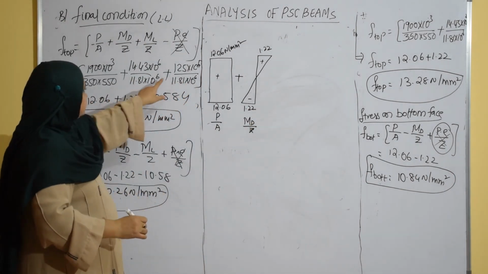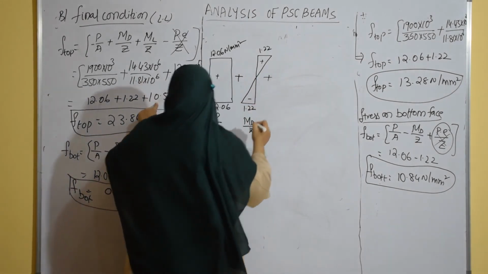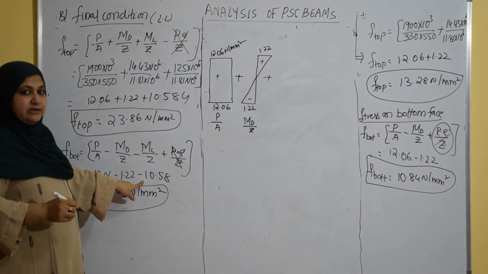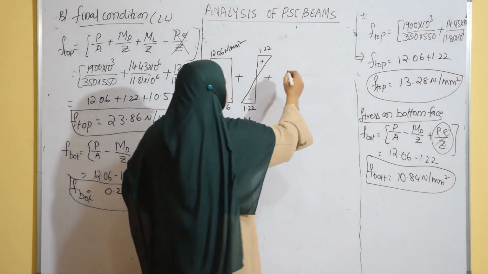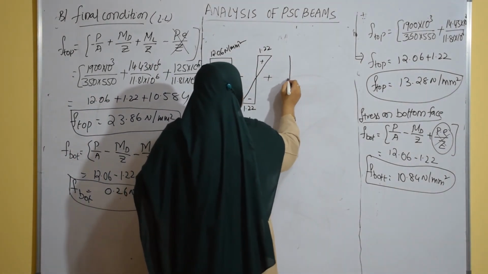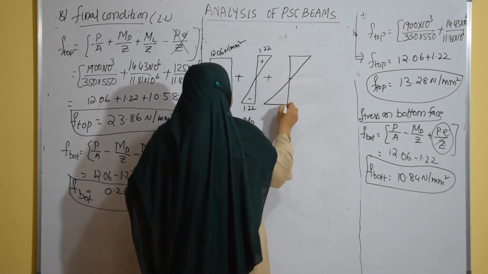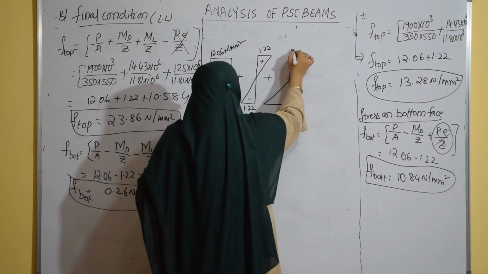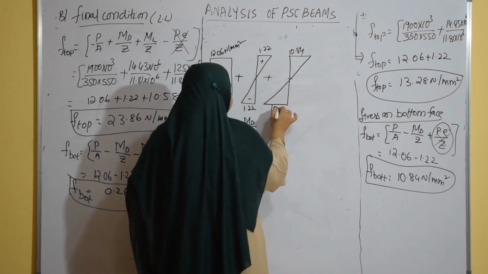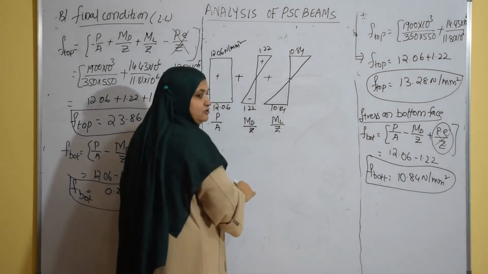Then plus live load bending moment 10.584. And the same thing here, minus 10.584. Okay? So one is minus, one is plus. So once again they are same. Only the sign is opposite. So a big diagram I have drawn. So 10.84, 10.84. This is the stress due to live load bending moment.